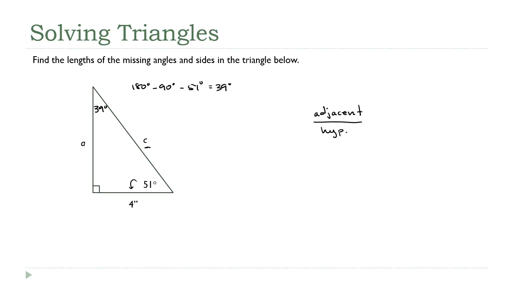This is where you stop and you think, okay, which trig function is adjacent over hypotenuse? Well, that's the cosine. So this is going to be the cosine of that 51-degree angle. All right, so now let's put some numbers in here. Cosine 51 degrees equals the adjacent side, 4 inches, over the hypotenuse, that's C, the one that we're trying to find.